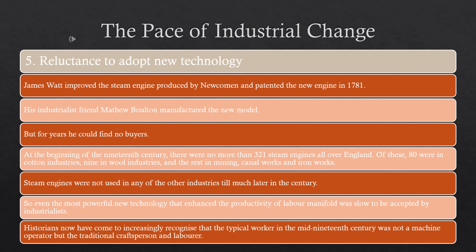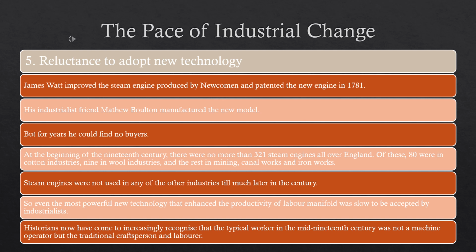At the beginning of the 19th century, there were no more than 321 steam engines all over England. Of these, 80 were in cotton industries, 9 in wool industries, and the rest in mining, canal works, and iron works. So you can see the figure, only 321 steam engines all over England. Steam engines were not used in any of the other industries till much later in the 19th century. So till the later part of the 19th century, the steam engine was not popularly used.